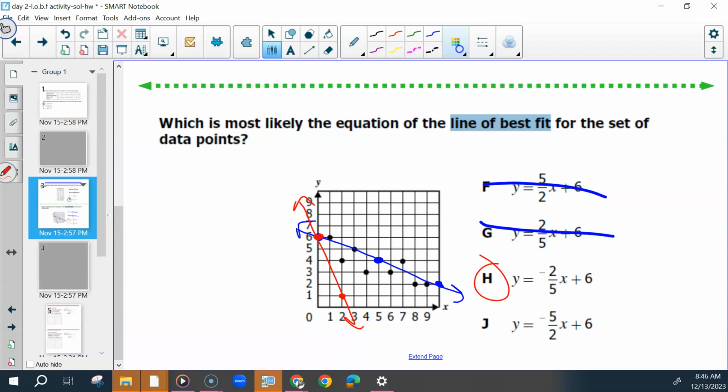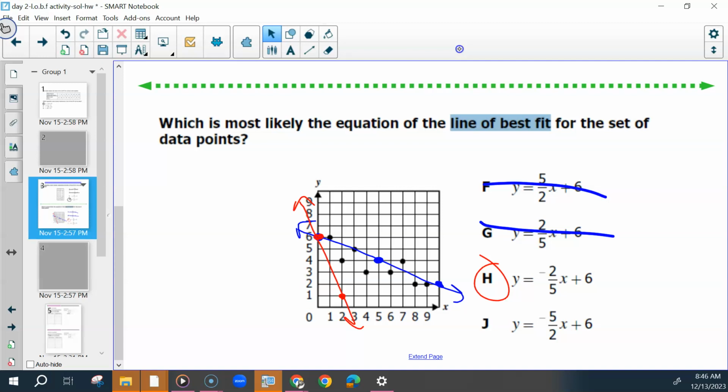So just because it says something about line of best fit doesn't mean you automatically have to use Desmos to find a line of best fit. You can use the graph if it helps. Now your SOL will be computerized, so if you had to draw a graph, you can draw on it with this touchscreen, but it would be a little harder. Or you could draw it on graph paper. Okay. Questions about this?